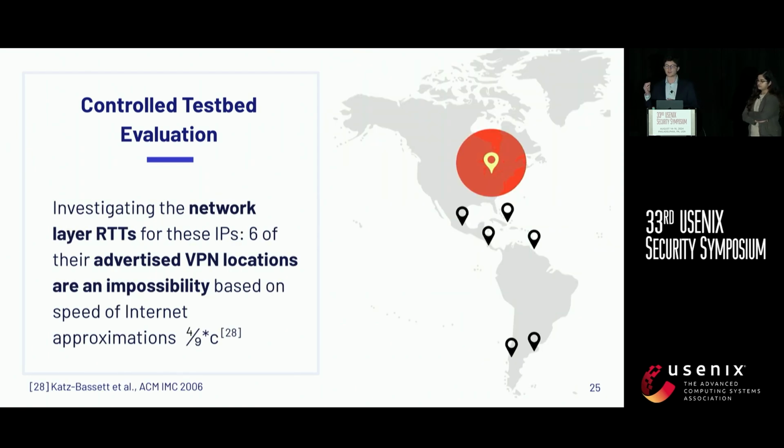We found that these VPNs were supposedly located in Central or South American countries. However, based on the ICMP RTTs that we actually measured, it proved that even based on a liberal estimate of the speed of internet calculations, these advertised locations are actually not possible. And these are potentially virtual VPN servers whose true geolocation is actually much closer than what is reported by the VPN providers.